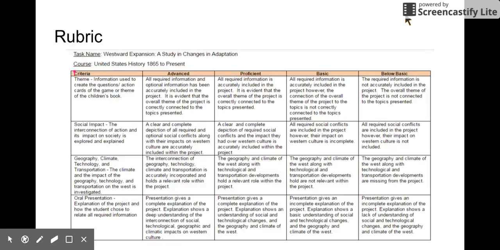The content that we are assessing them on is found in the rubric. Your children who follow the expectation and fulfill all required parts of the task will be graded on the proficient level. Those that go above and beyond and perform at a level higher than is expected will be found in the advanced level.